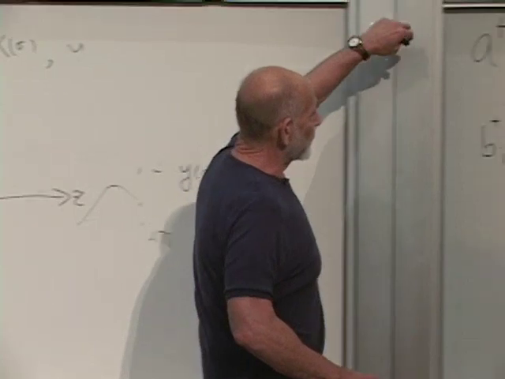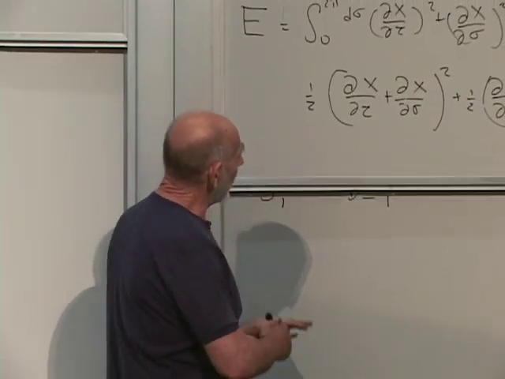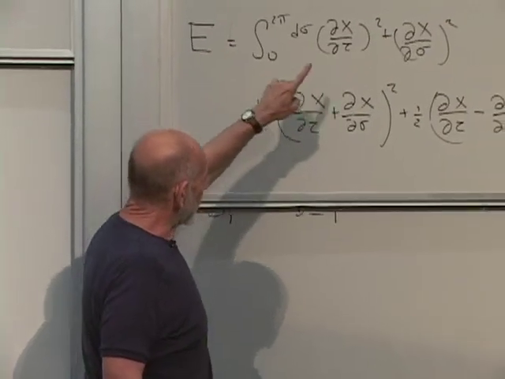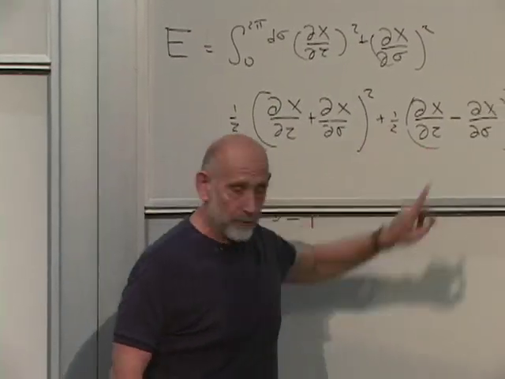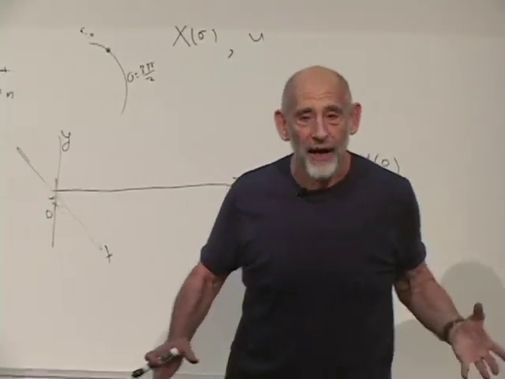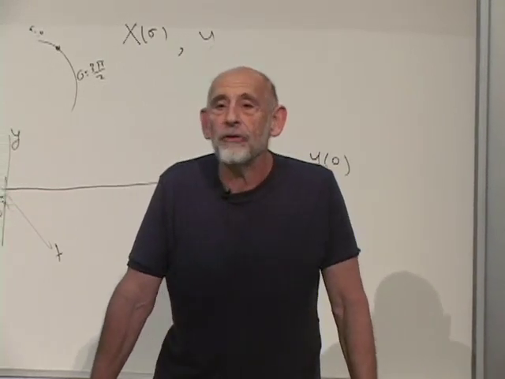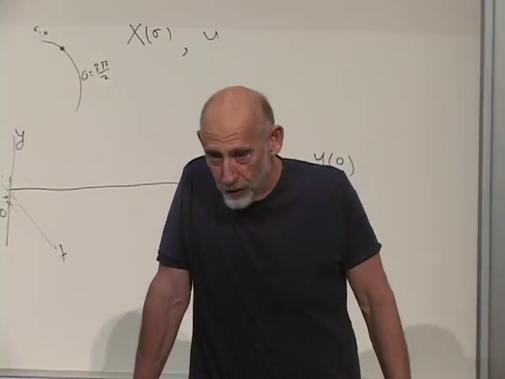The rule is called level matching. Level matching says that the right-moving energy and the left-moving energy must be the same. Now, you ask me why. Why does the total amount of energy going around to the right have to be the same as the total amount of energy going to the left?